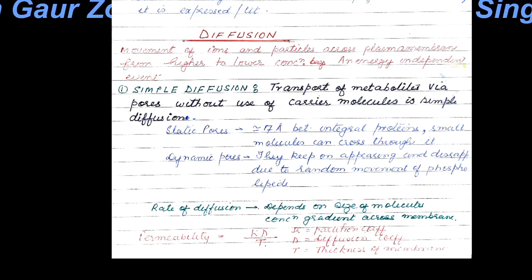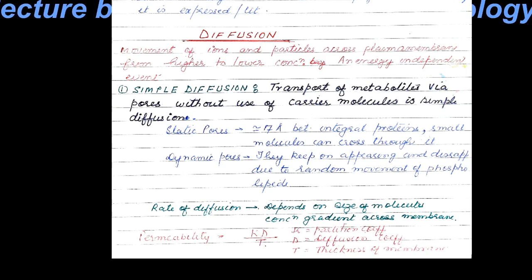How does this movement occur? It is caused via static pores, which are around 70 to 20 angstrom, present between the integral proteins. Small molecules can pass across through such static pores, and they are permanent in nature.